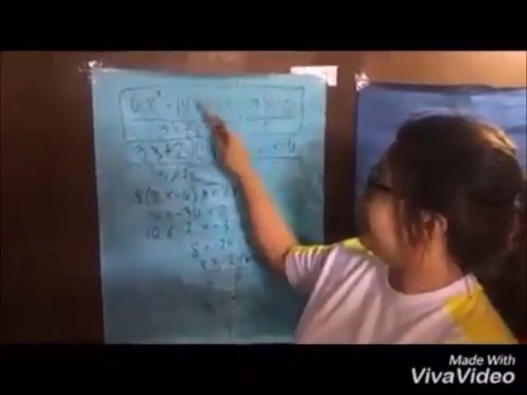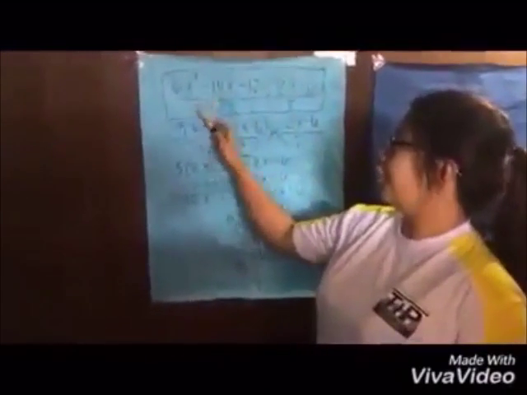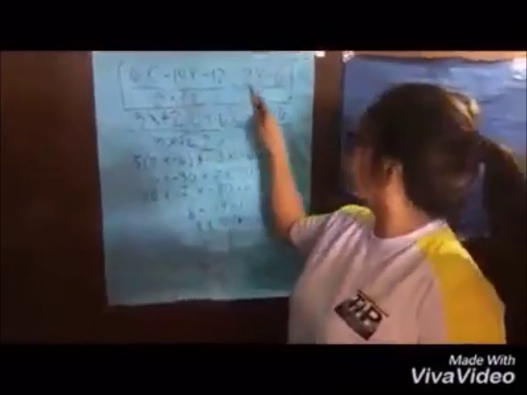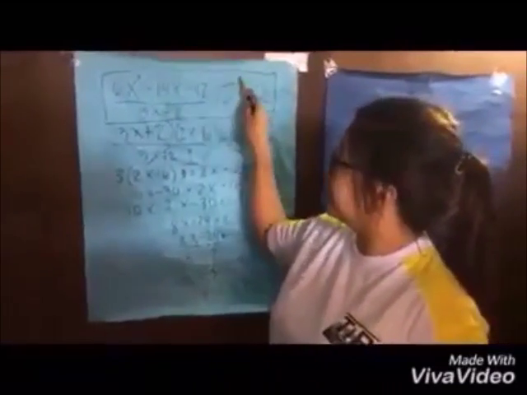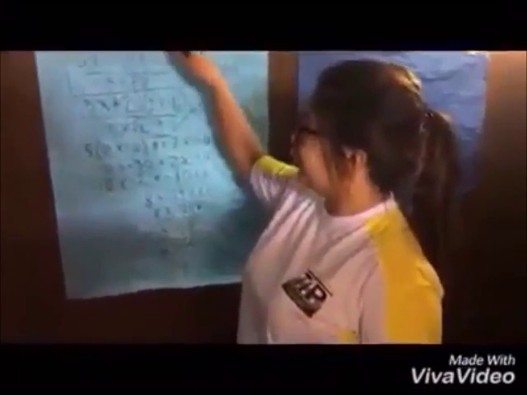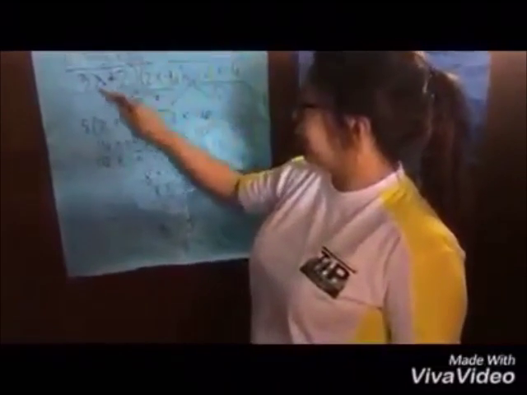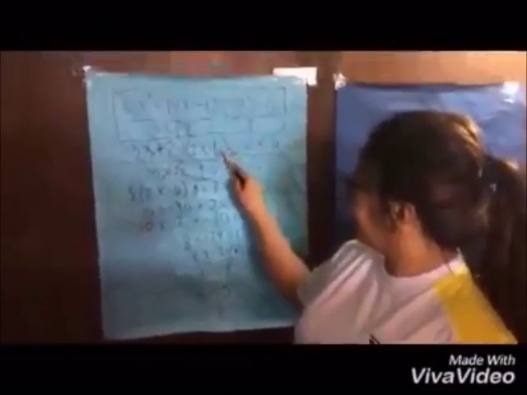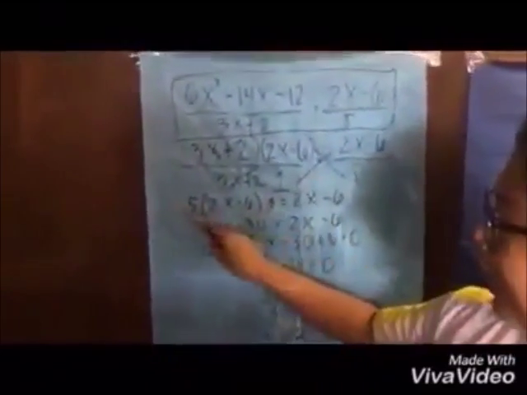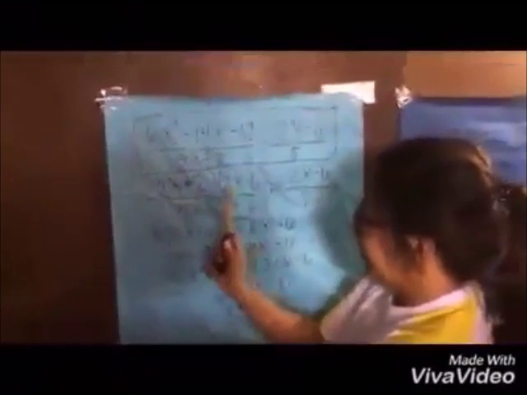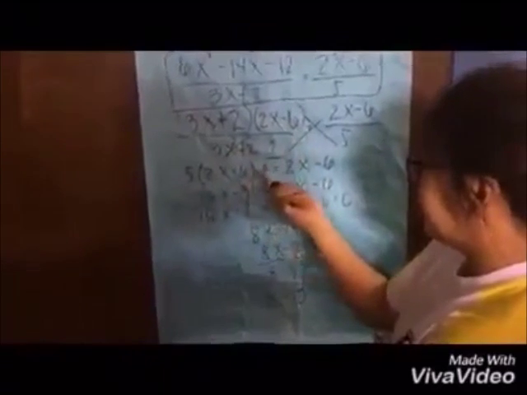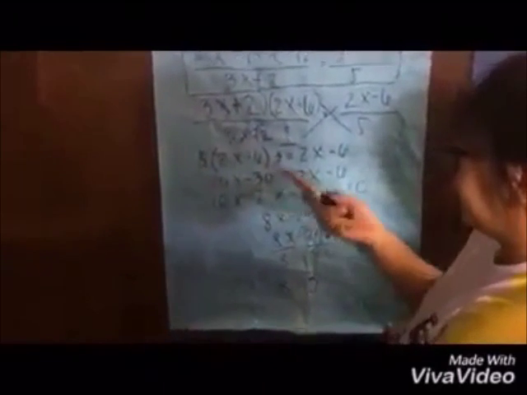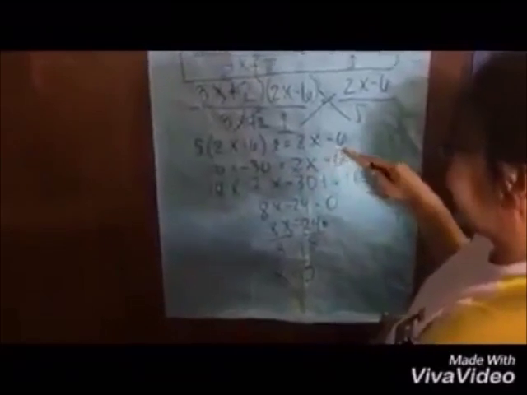Ang given is 6x squared minus 14x minus 12 over 3x plus 2 equals 2x minus 6 over 5. Tapos, i-factor natin yung numerator. So, ito siya. Tapos, ita-times natin siya sa both sides. Kaya, 5 times 2x, 10x, 5 times negative 6 equals negative 30 equals 2x minus 6.